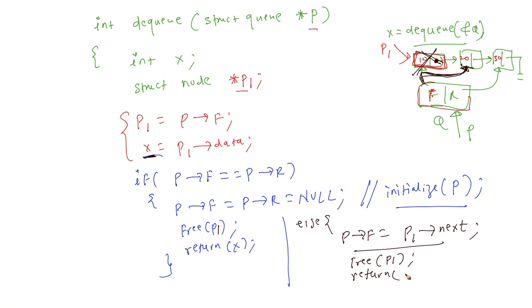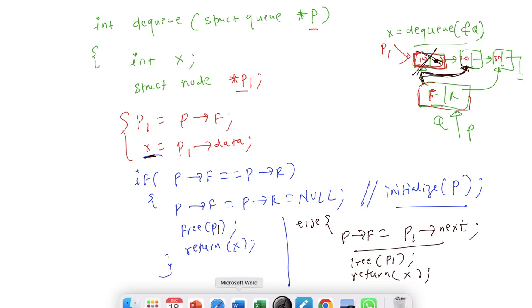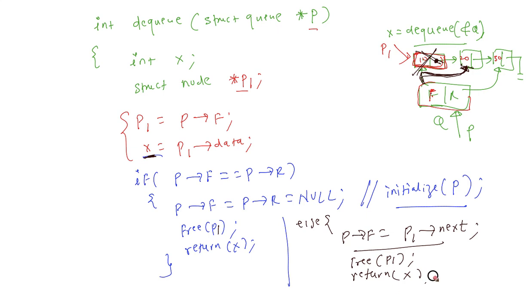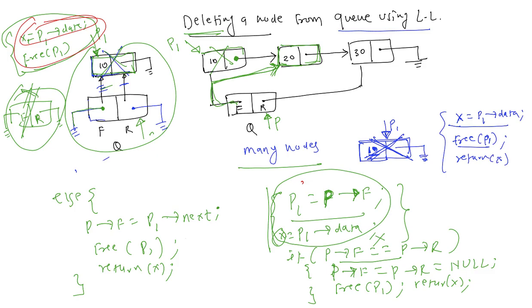Return x semicolon. Actually this is semicolon. So this is semicolon here. Okay. And this is the end of the function. So this is the code to delete a node from the queue, or this is the dequeue function for the queue implemented using linked list.